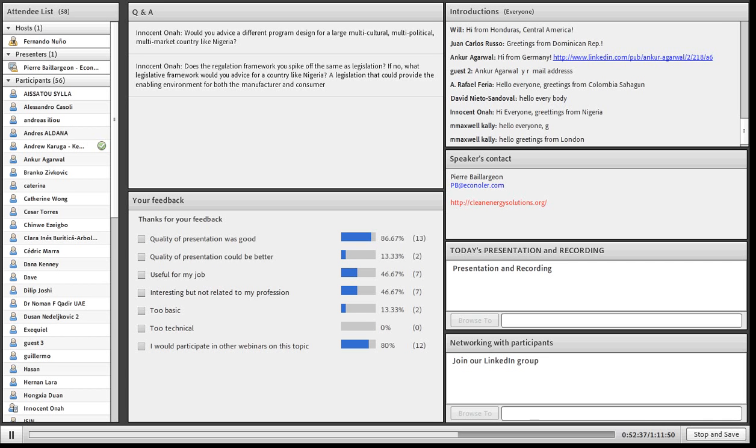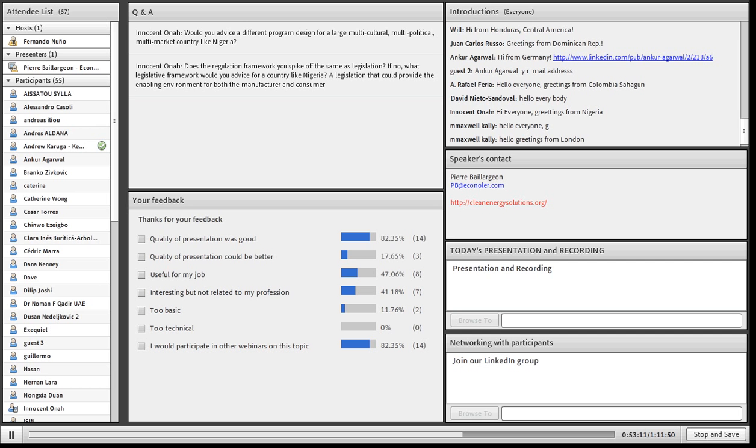Okay, great. I think, following on the same note, the same person asks about the regulation. Does the regulation framework you speak of the same as legislation? If not, what legislative framework would you advise for a country like Nigeria? A legislation that could provide the enabling environment for both the manufacturer and the consumer.